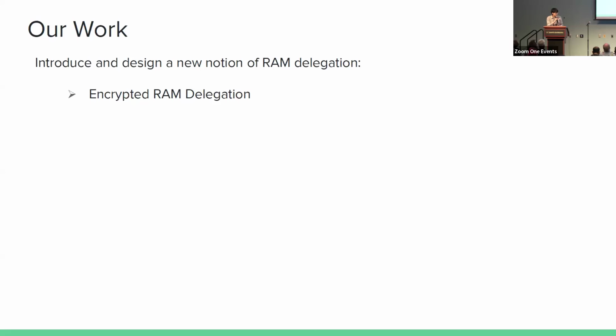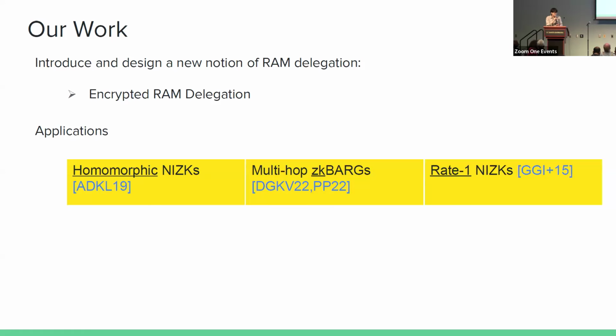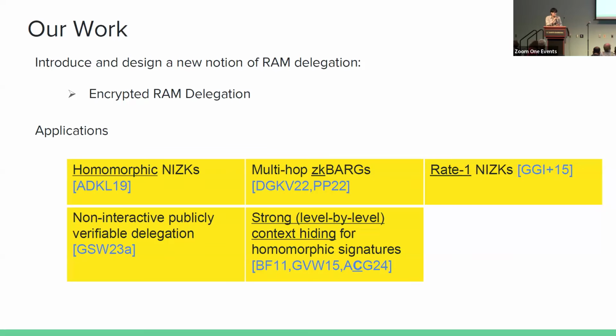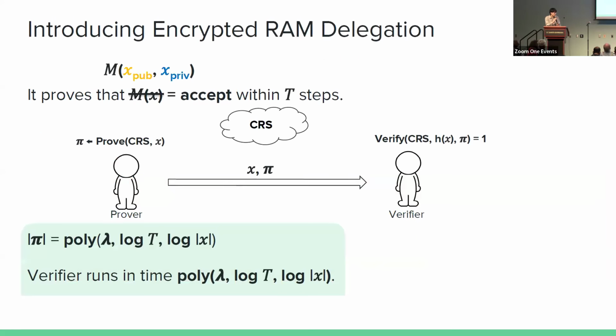And our work is basically introducing and designing a new notion of RAM delegation, which we call encrypted RAM delegation. It allows the prover to partially hide the input from the verifier. And the applications are homomorphic NISCs, multi-hop decay barks, rate-one NISCs, non-interactive, publicly verifiable delegation, a strong level-by-level context hiding for homomorphic signatures, and a rate-preserving MPC compiler from semi-malicious security to full malicious security.